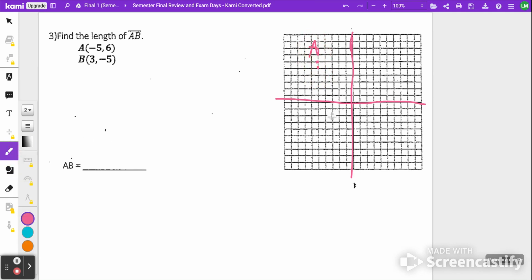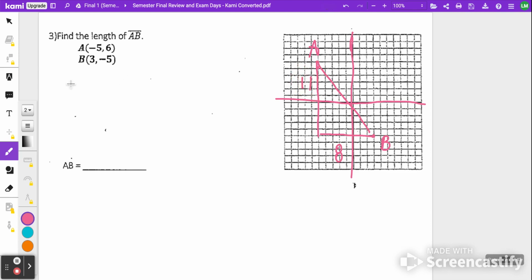And then, so that was letter A. And then B is 3, negative 5. So over 1, 2, 3, down 1, 2, 3, 4, 5. So you can think about this as a right triangle. So we're just trying to find the length from A to B. Right now, the length of B is from negative 5 all the way to positive 3. So this is 8 units. And then letter A is 6 all the way down to negative 5, so that's 11.